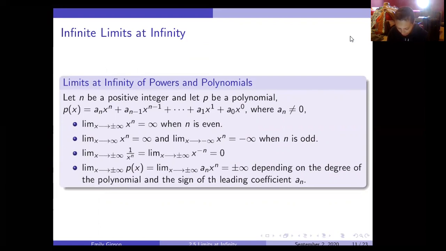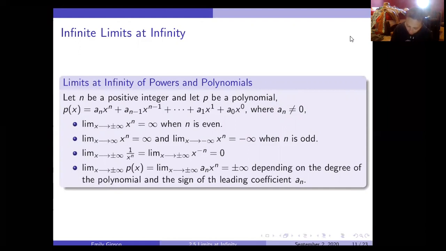And a quick reminder, a polynomial takes the following form. P of x is equal to a_n times x to the power of n plus a_(n-1) times x to the power n minus 1 plus and so on, plus a_1 times x to the 1 plus a_0 times x to the 0. And here it's important that a_n doesn't equal 0. Everything else can equal 0 as far as coefficients go, but not a_n.